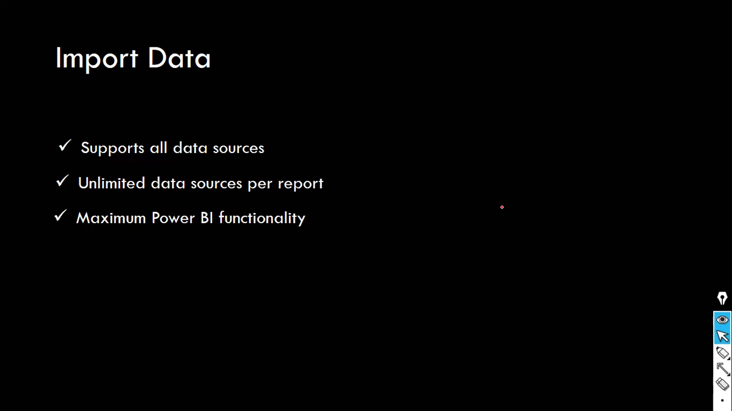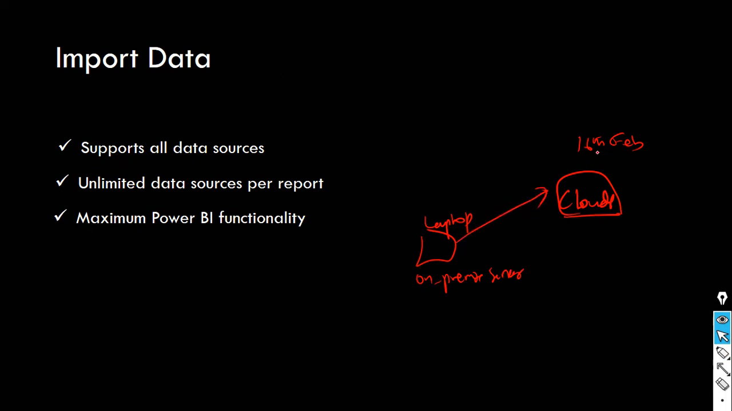See, for example, this is my cloud, Power BI Cloud Service. I published the report on, let's say, 15th Feb. This is my laptop. I should not use this term laptop. This is an on-premises server. So here what happens? I publish the report on 15th February. .pbix sales report, this is the file name. I published it.